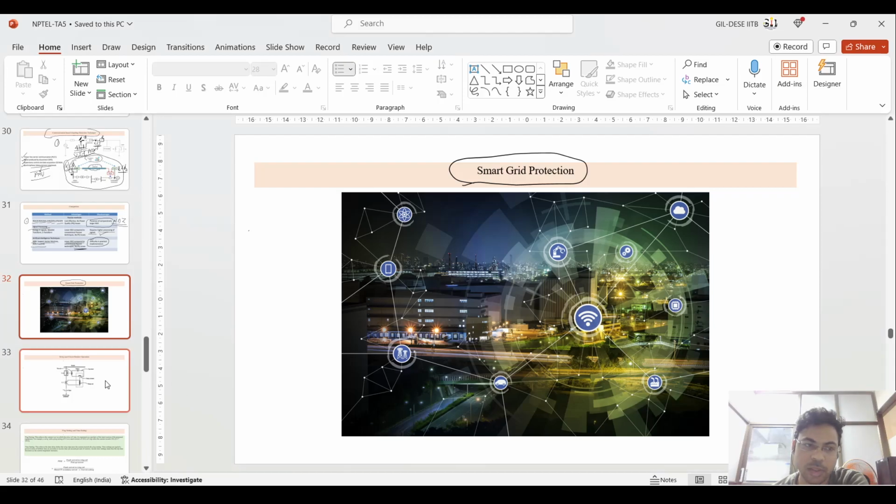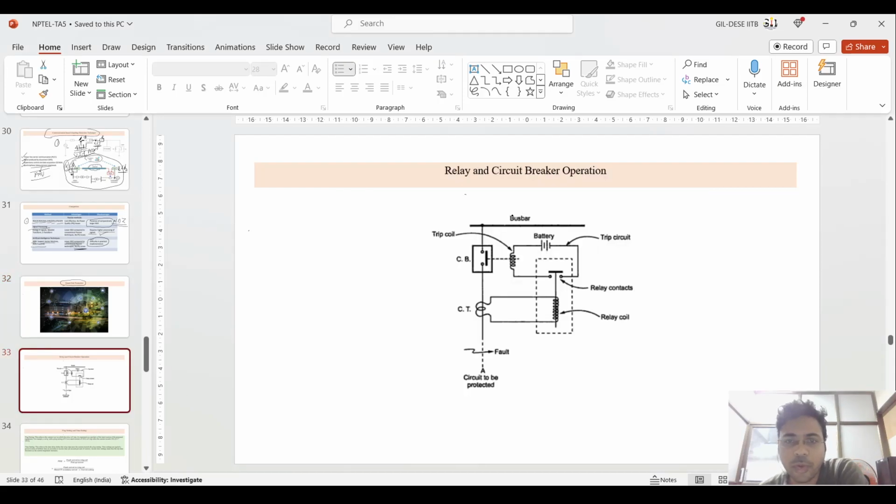I'm assuming that you are not having any problem, and if you have a problem, we will discuss it after completion of this. So before moving to the main points of smart grid protection, let's go through some basics. The basic part is the operation of the relay and the circuit breaker. How the relay and the circuit breaker operate is very important, because if you have a digital relay or a digital circuit breaker whose relay settings are being changed, you must know what kind of relay setting is there in the conventional one also.